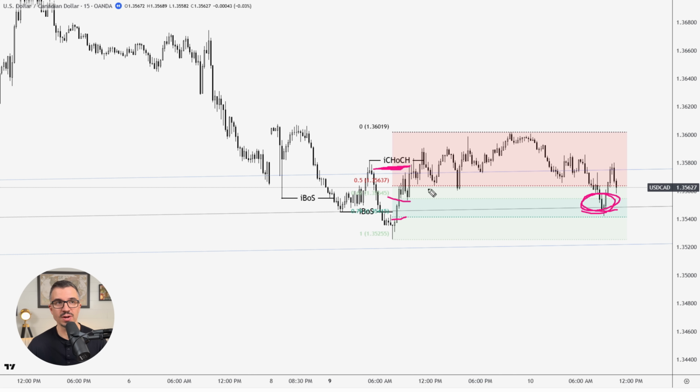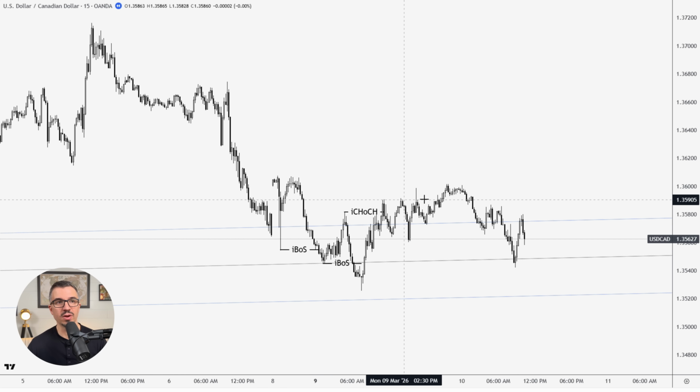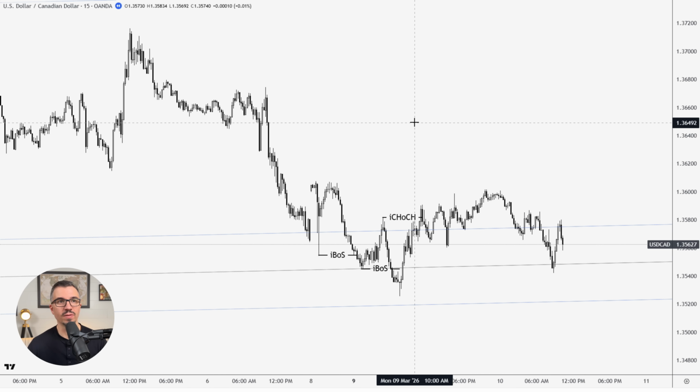Again, we have this change of character. As long as we are above this low down here, this market has that internal shift, okay, that bullish shift that we are looking for to potentially target areas like this. Okay, so we know that we just mitigated that area down here. Again, we're in this pocket down here on the 4-hour time frame.